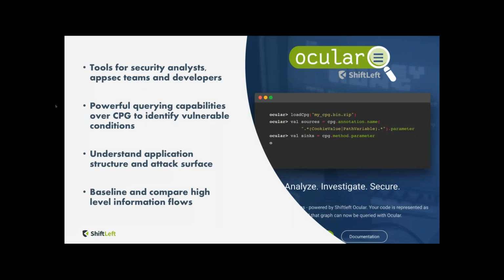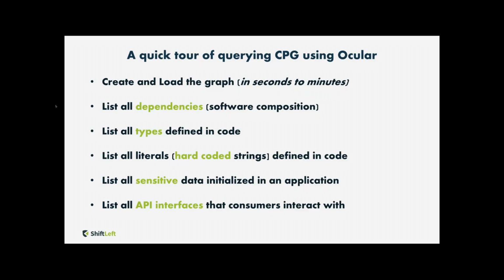ShiftLeft Ocular is an interactive query engine over this composite graph that we have created, that lets advanced security teams query their code to identify all of these use cases that we spoke of, which are vulnerabilities, data leaks, insider attacks, and business logic flaws. Let us demonstrate the ability of Ocular to use certain examples in order to identify these use cases that we speak of. But prior to that, we'll take a quick tour of Ocular to speak of certain cases to query your code. Very quickly, I'm going to switch to my prompt.